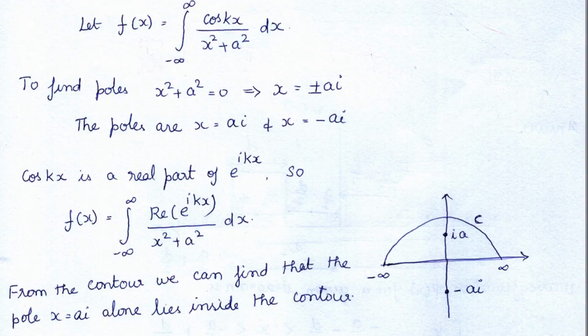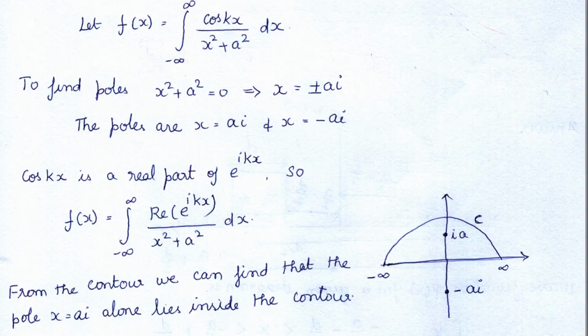So cos kx is nothing but the real part of e power i kx. We know that e power i theta is equal to cos theta plus i sin theta. So in the e power i theta expansion, cos theta is the real part. Therefore here also cos kx is the real part of e power i kx. Therefore we can write f of x is equal to the integral from minus infinity to plus infinity of the real part of e power i kx divided by x square plus a square into dx.